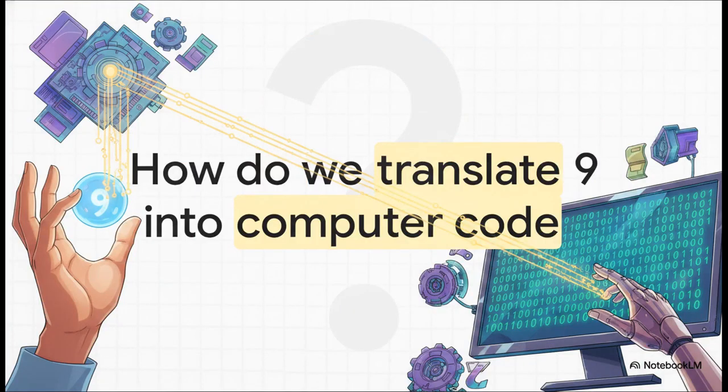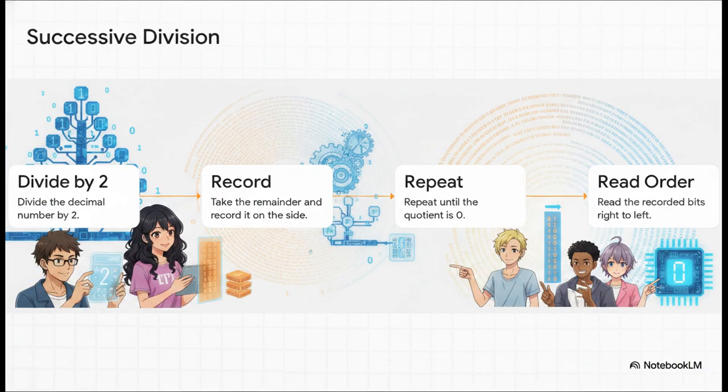Moving right along to Section 2, counting with 0 and 1. Okay, so saying they translate perfectly is one thing, but how does the math actually work under the hood? Let's bridge that gap. Think about it. How do we actually translate a standard human decimal number, let's just take the number 9 for example, into computer code? How does a simple 9 become a string of zeros and ones? Well, there's a brilliantly simple method for this called successive division. Honestly, it's like a fun logical puzzle.